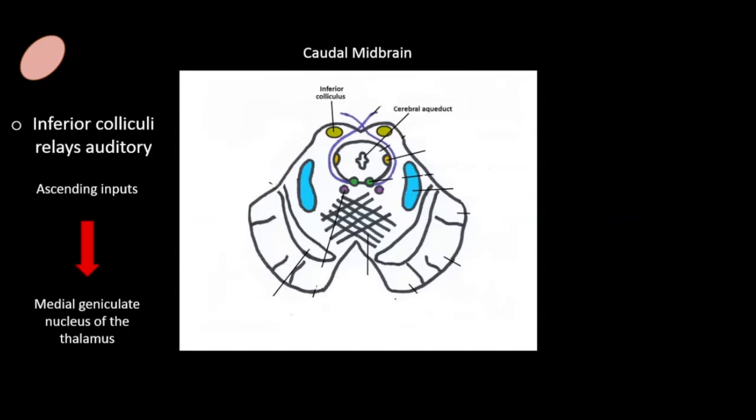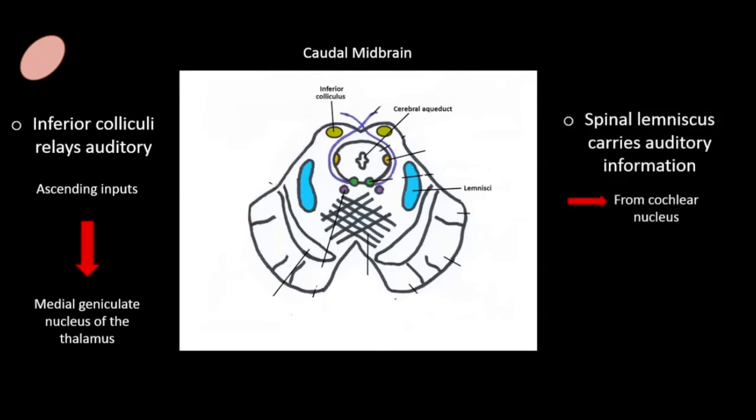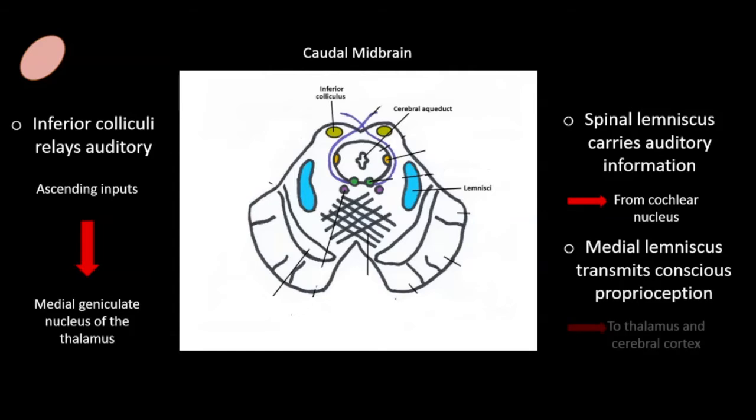The cerebral aqueduct contains cerebrospinal fluid and connects the third ventricle to the fourth ventricle. We can identify two lemnisci, the spinal or lateral lemniscus, which carries auditory information from the cochlear nucleus, and the medial lemniscus, which transmits conscious proprioception from the body to the thalamus and cerebral cortex. The rubrospinal tract facilitates flexor motor neurons of the contralateral side. Cerebral peduncles contain the corticobulbar, corticospinal, and corticopontine fibers. The corticospinal tract contains descending motor fibers from ventral to sensory.